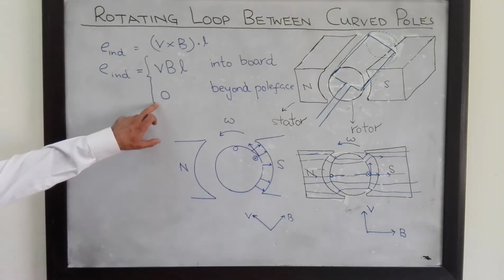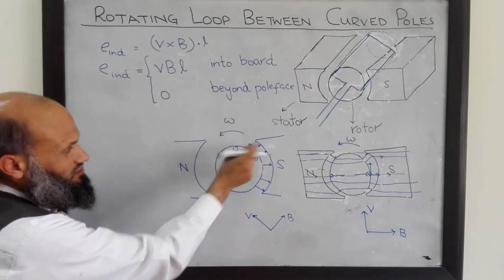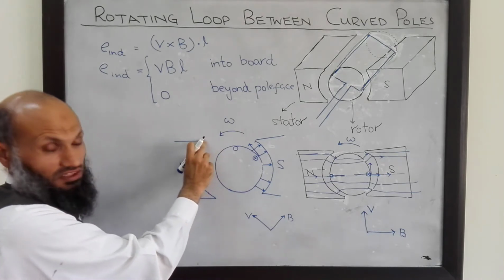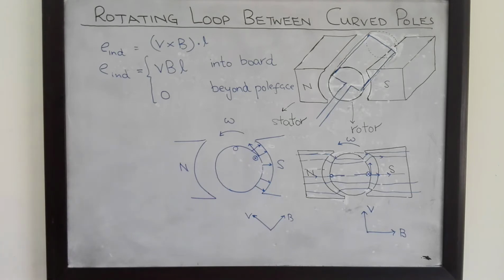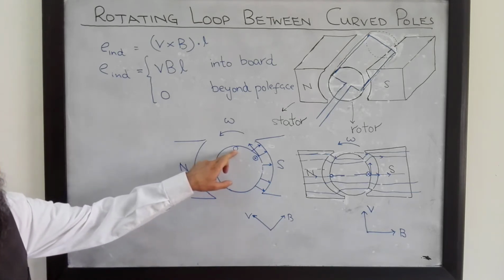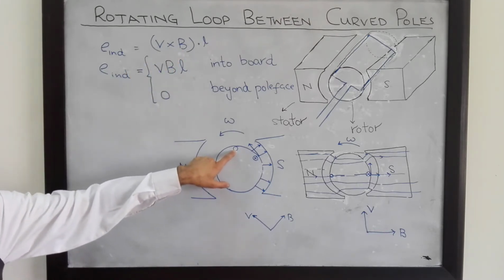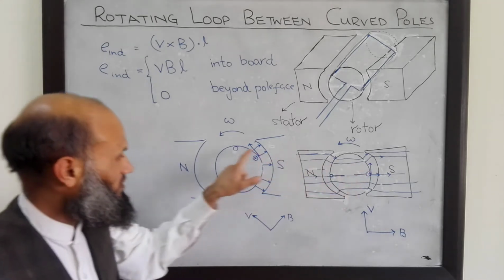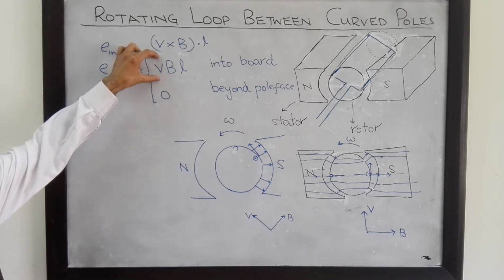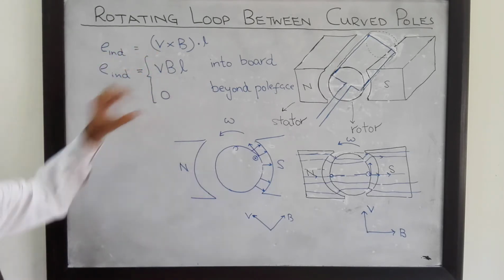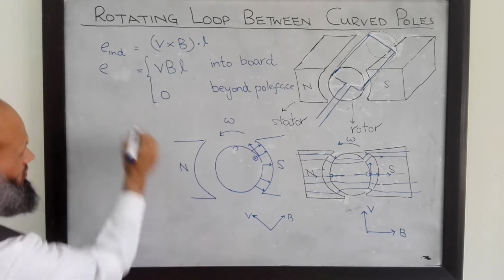Why is induced voltage 0? Because flux density over here is 0. This conductor is beyond the pole faces, so the influence of this magnet over here is negligible. Here flux density will be 0, and hence V cross B will be 0. Hence no voltage will be induced in this conductor when it has moved to this location. So under the pole faces, this is the induced voltage. When the conductor moves beyond pole faces, that is the induced voltage. This is the voltage induced in conductor AB.